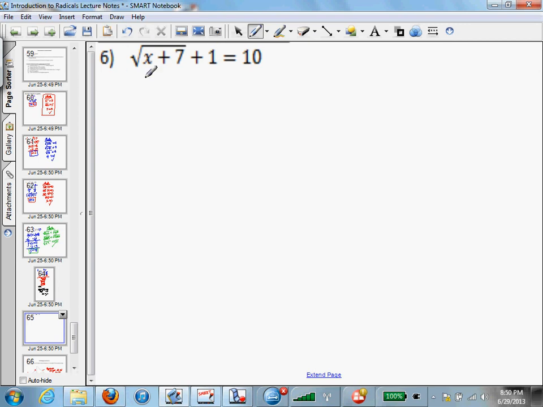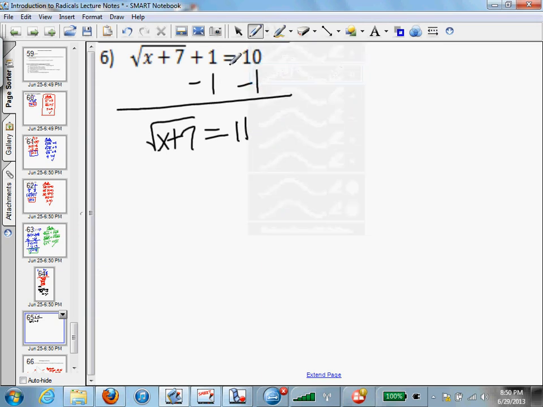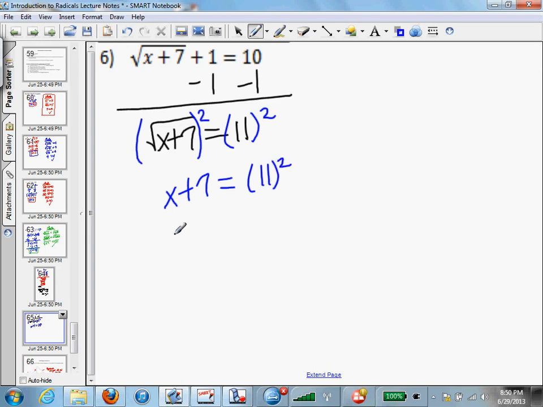So the variable is inside the square root function. So first we need to subtract on both sides to start getting stuff away from that area of the problem. We're going to be left with the square root of x plus 7 equals 10 minus 1 is 11. Okay, now we can square both sides because it is the inverse operation of square root. And when we do that, we're going to be left on the left side of the equation with x plus 7 because that was what was inside the square root at the time. And on the right side, 11 squared.